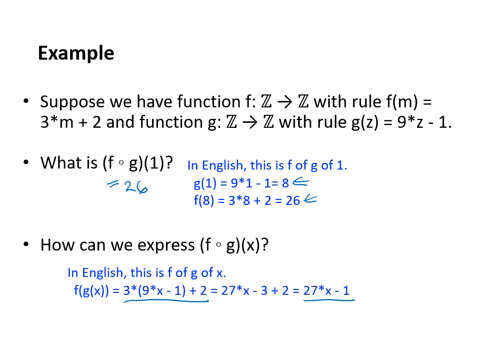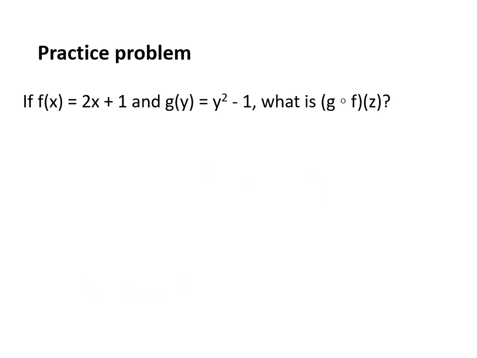We can also test it by plugging in 1. So if we plug in 1, we get 26, which matches what we got in the previous question. Okay, that's our first example. Let's do another one. If f of x is equal to 2x plus 1 and g of y is equal to y squared minus 1, then what is g of f of z?